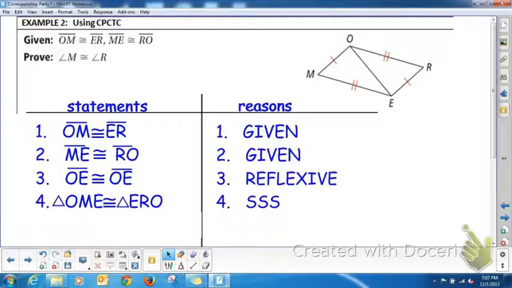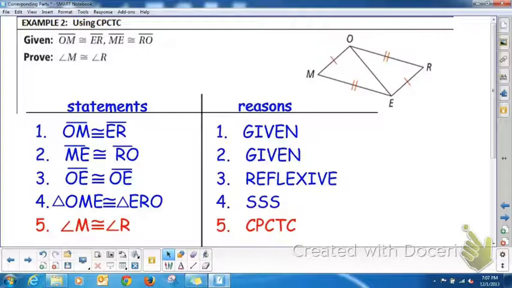Triangle OME is congruent to triangle ERO using the side, side, side congruence postulate. And because we can prove that these two triangles are congruent, then we know that their corresponding parts are congruent. So angle M is congruent to angle R using corresponding parts of congruent triangles are congruent, or CPCTC for short. If you need to, pause this video and write the proof.